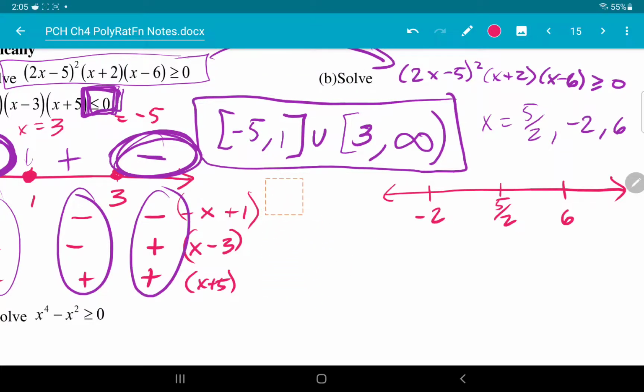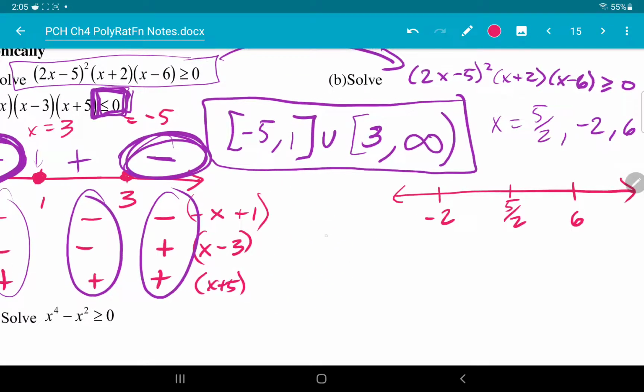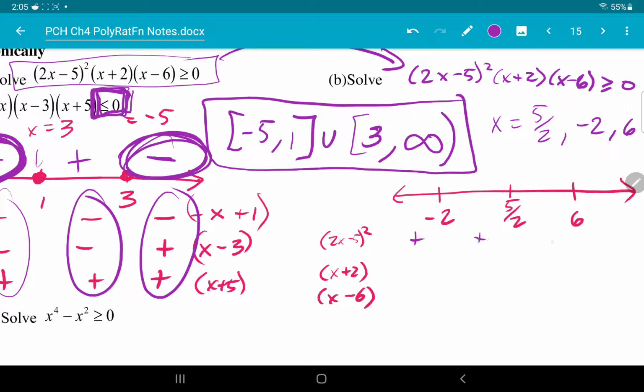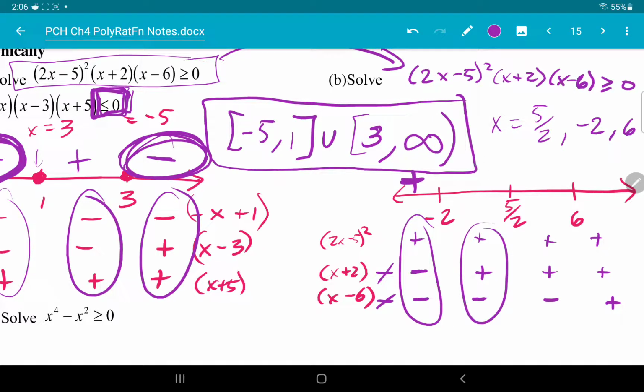I'm just going to erase this. Okay, so what do we have? 2x minus 5 squared. We have x plus 2, and we have x minus 6. So being a square, that just means that everything will be positive. X plus 2, it's a slope going up, so it'll be negative until we reach negative 2, and positive thereafter. And x minus 6, that's a line going up. That'll be negative until we reach 6, and then positive thereafter. What do we have now? We have positive, negative, negative, and positive.